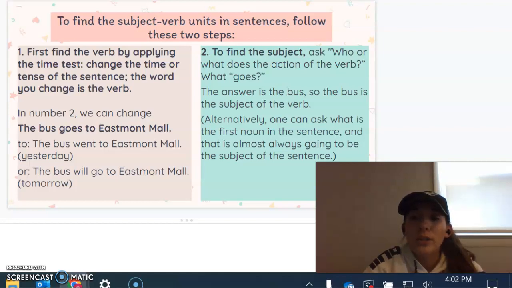Also, you could look at it this way. One can ask, what is the first noun in the sentence? So you need to know what a noun, a verb, and an adjective are. You need to be able to identify a noun in the sentence, and almost always the subject is the first noun.